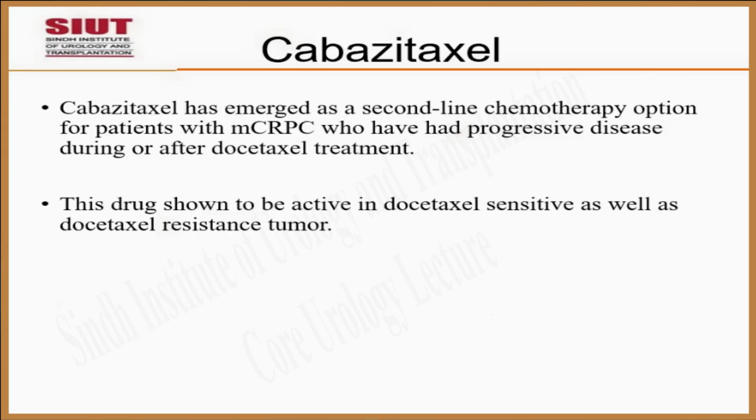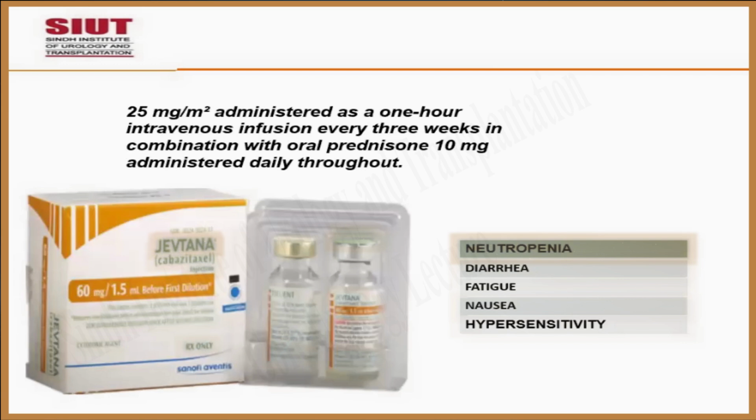Cabazitaxel has emerged as a second-line chemotherapy option for patients with metastatic CRPC who have had progressive disease during or after docetaxel treatment. This drug has been shown to be active in docetaxel-sensitive as well as docetaxel-resistant tumors. The dose is 25 mg per meter squared administered as a 1 hour intravenous infusion every 3 weeks in combination with oral prednisone 10 mg administered daily throughout. The side effects are neutropenia, diarrhea, fatigue, nausea, and hypersensitivity.